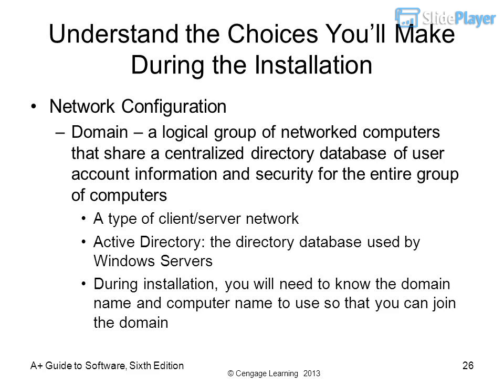Understand the choices you'll make during the installation. Network configuration. Domain: a logical group of networked computers that share a centralized directory database of user account information and security for the entire group of computers. It is a type of client/server network. Active Directory is the directory database used by Windows servers. During installation, you will need to know the domain name and computer name to use so that you can join the domain. A+ Guide to Software, 6th edition.